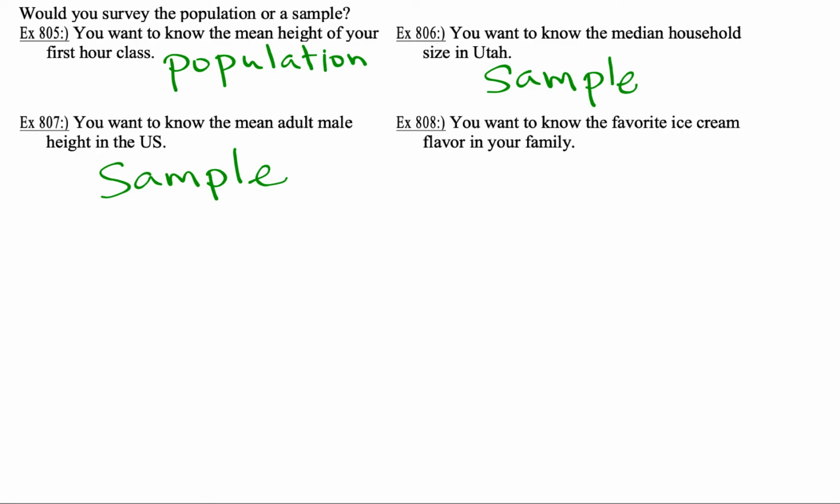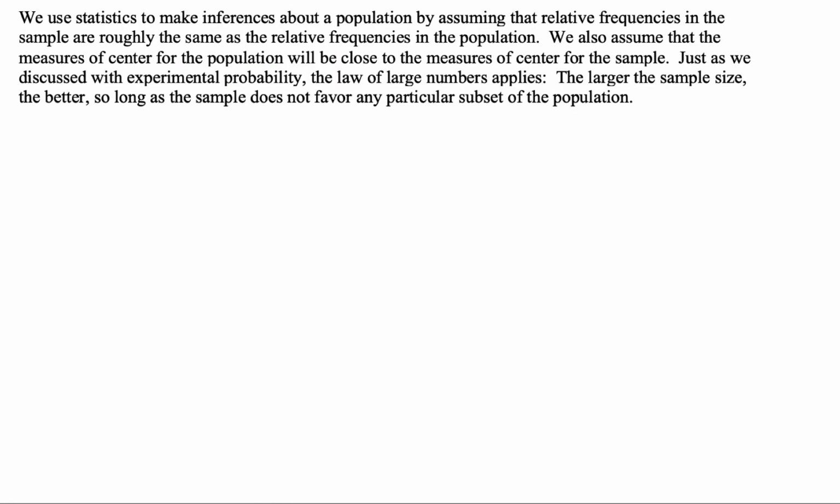Okay, example 808. You want to know the favorite ice cream flavor in your family. Now, your family is not going to be very many people. I mean, even if it's a large family and it's like 15 people, you can still just ask all of them. So this one I would definitely just go with the whole population. Just ask everybody, figure it out, don't leave anyone out, and get a pretty good idea of what the favorite, well, actually not just a pretty good idea, you'd know what it is, except that favorites change from time to time.